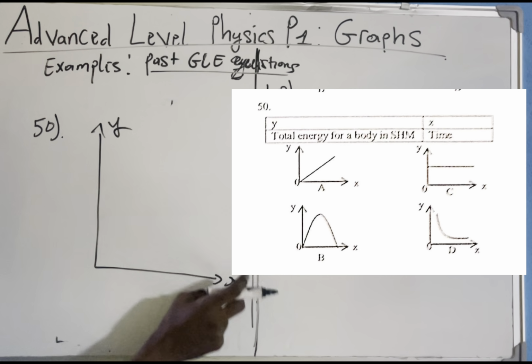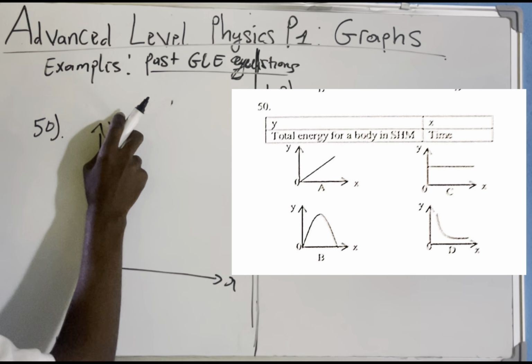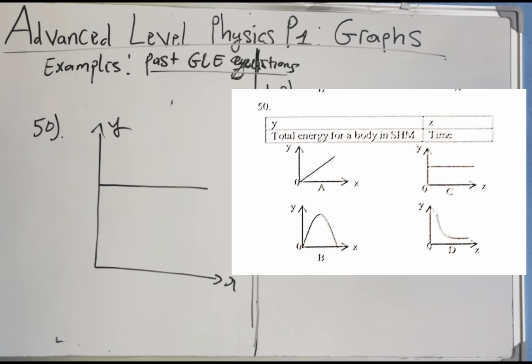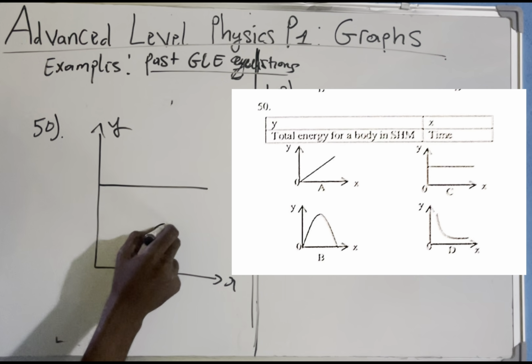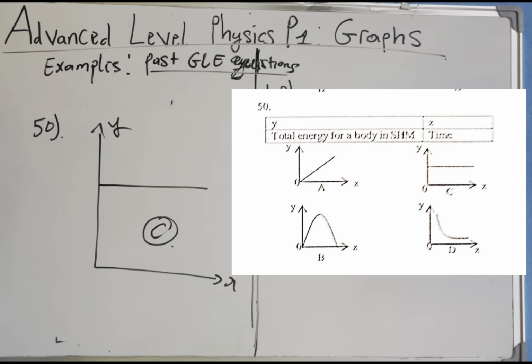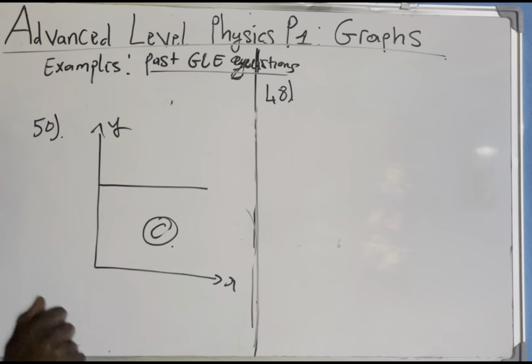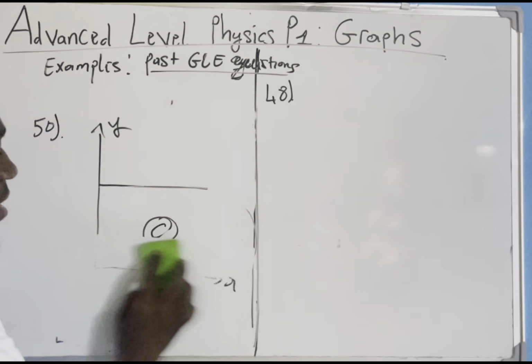The only graph that can represent it is a constant graph, where Y represents the total energy and X represents the time taken. So who is constant? It is Y. Therefore, I should have something like that, making the best graph to be C. Anytime we talk about total mechanical energy, you should know that it's a constant graph because it does not vary. It's always constant when the system is closed or in a vacuum. Okay, so let us move now to the next one.